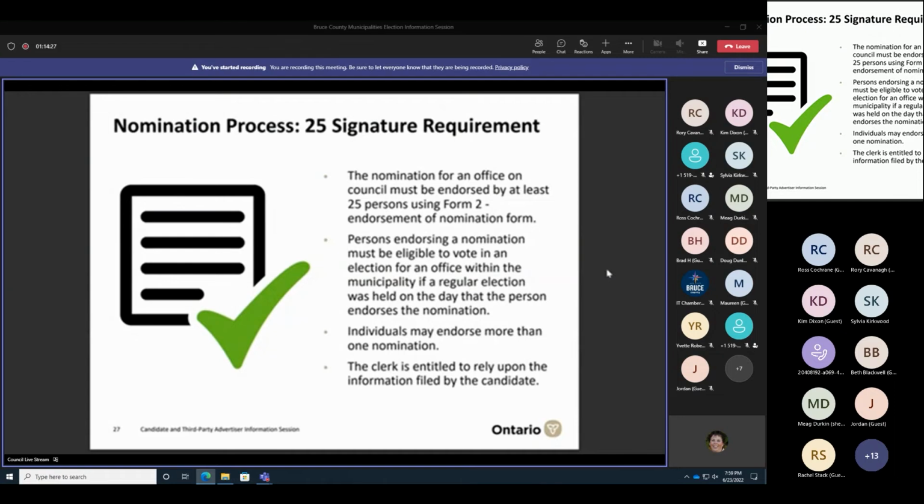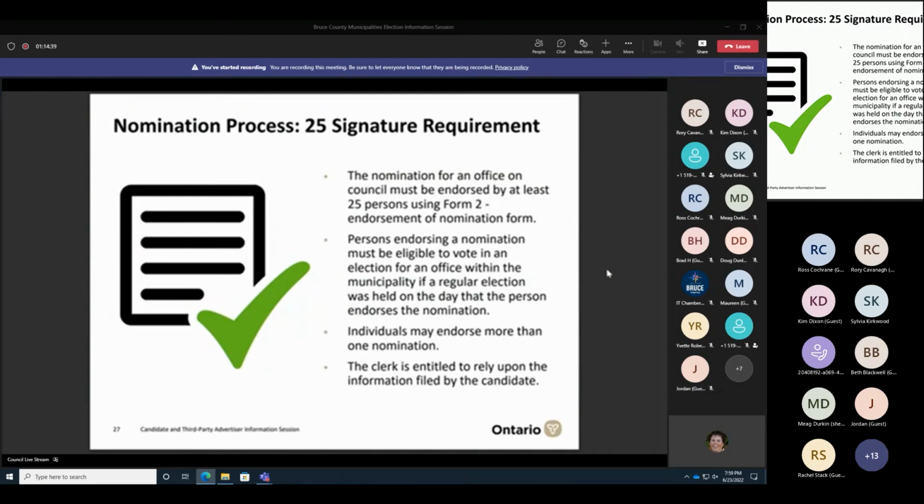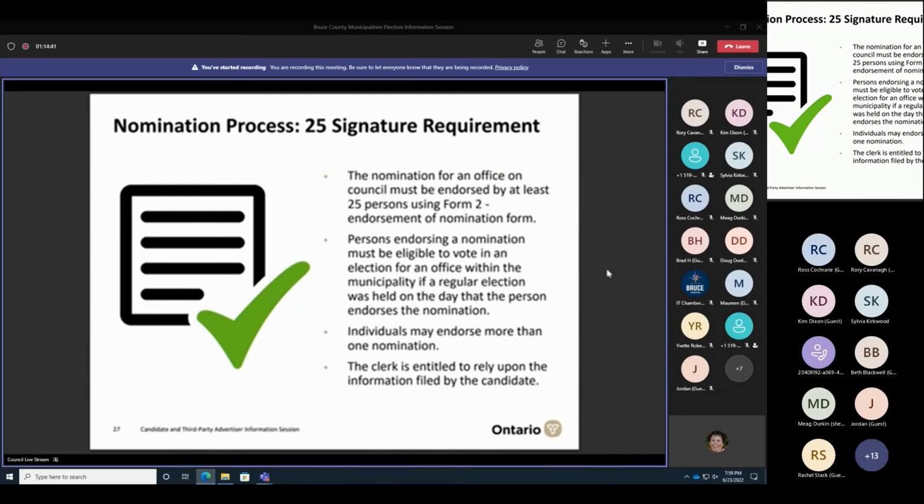If the nominator did not meet the eligibility requirements when they signed the documents, then they could be held accountable under the penalty section of the Municipal Elections Act. If a candidate wishes, they can provide more than 25 signatures. They should remember that even if electronic filing is permitted, they are required to obtain 25 original signatures, endorsing their nomination where applicable, and to keep those until after the next regular election in 2026.